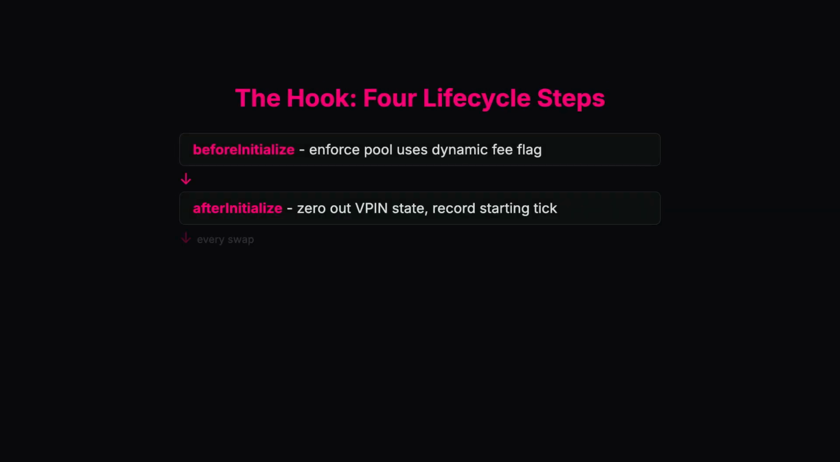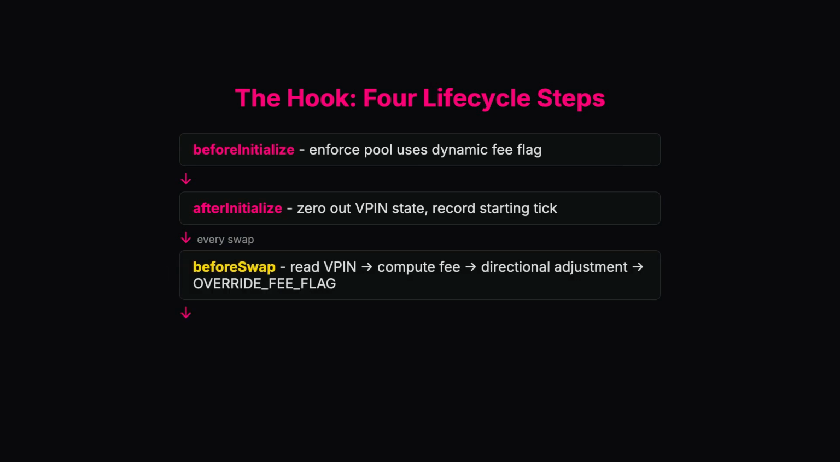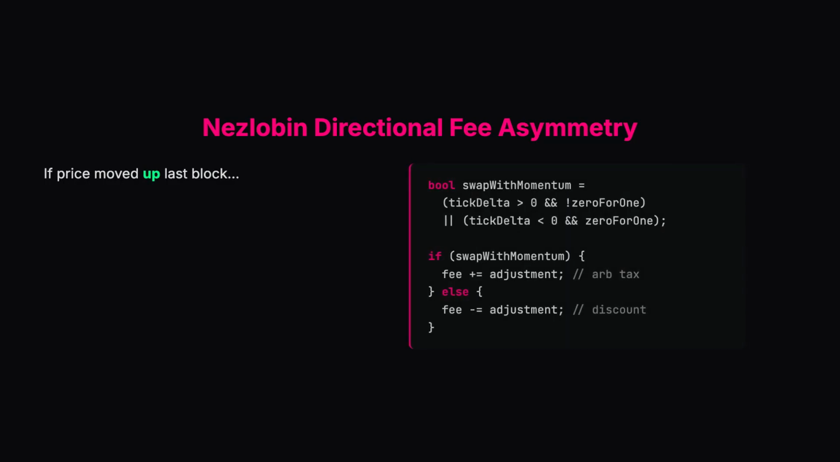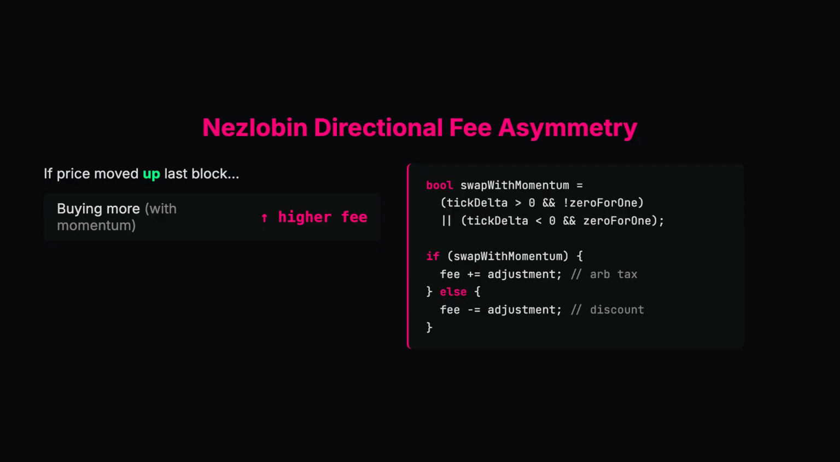The implementation uses 4 hook functions. Before initialize enforces the dynamic fee flag. After initialize zeroes out the VPIN state and records the starting tick. Before swap reads the current VPIN, computes the fee, adds a directional adjustment, and returns it with the override flag. After swap classifies the trade, pulls actual volume from the balance delta, and accumulates it into our circular buffer of 50 buckets.